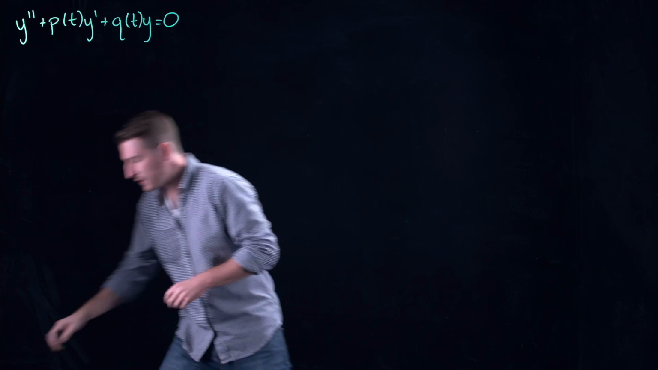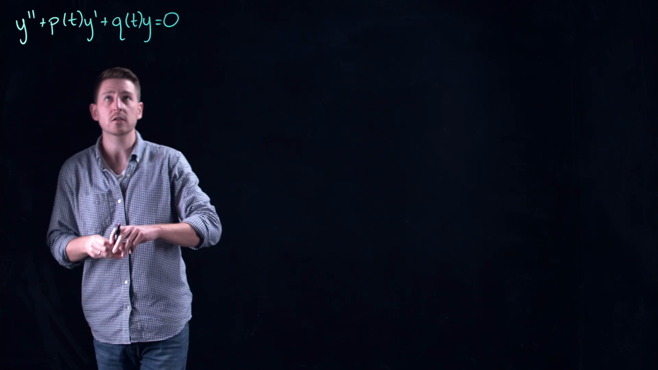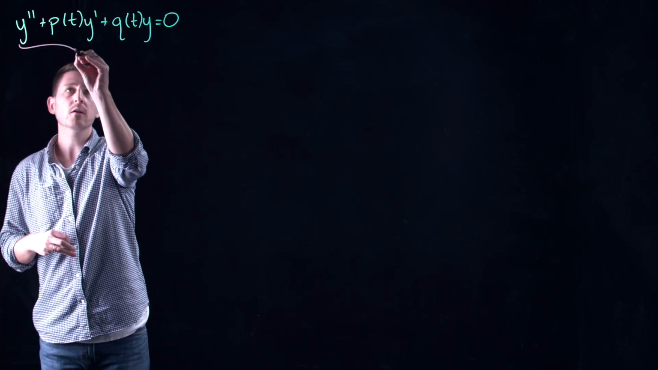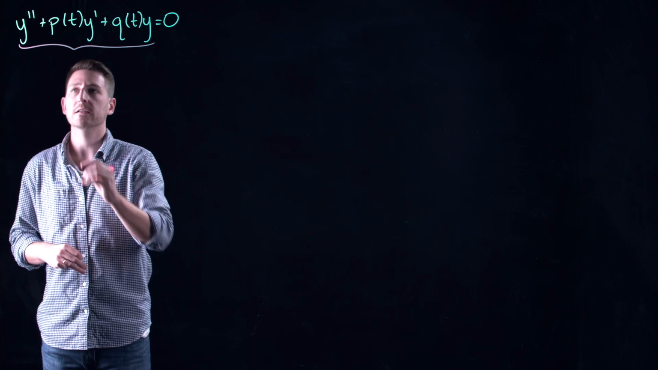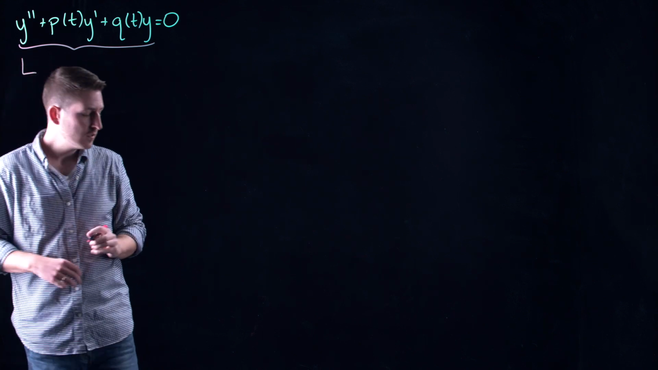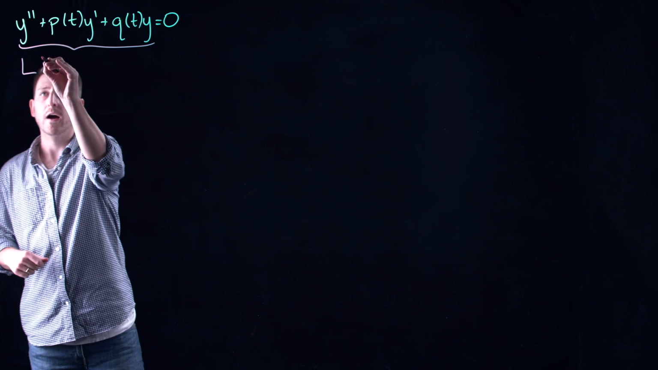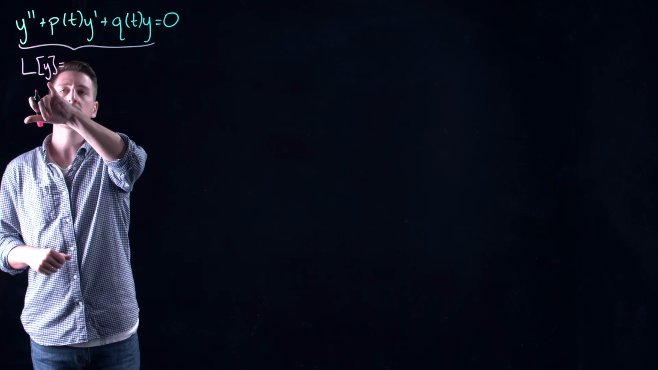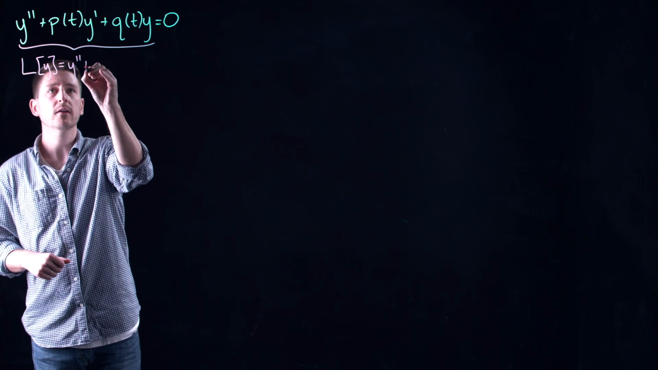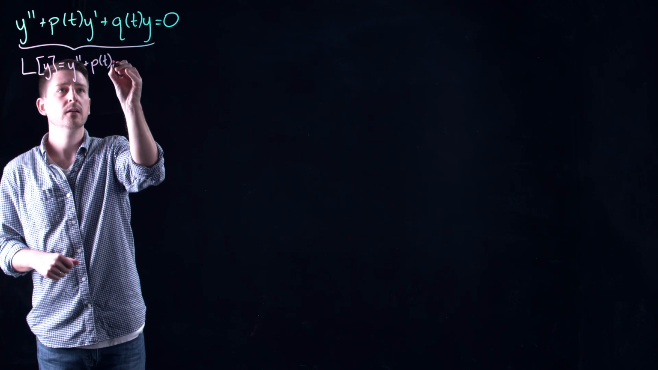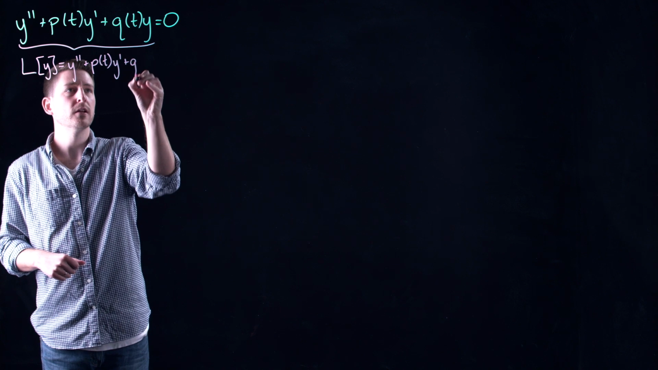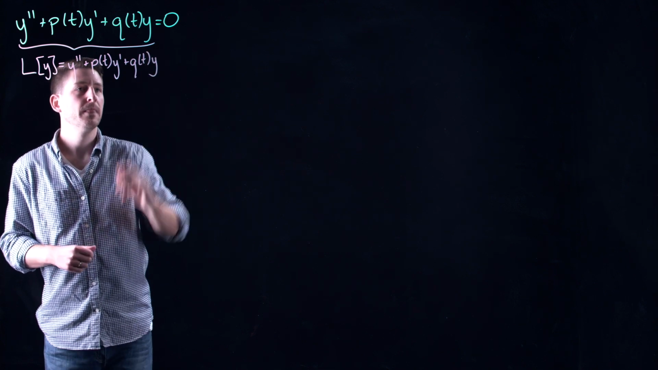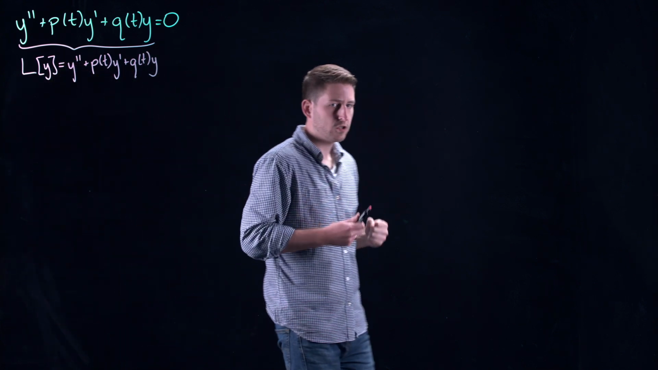And what we can do is abstract this just a little bit, and call this whole left-hand side a function, say L of y. So we can say that L of y, if you put a function y into this, gives you its second derivative plus p of t times its first derivative plus q of t times its original function.